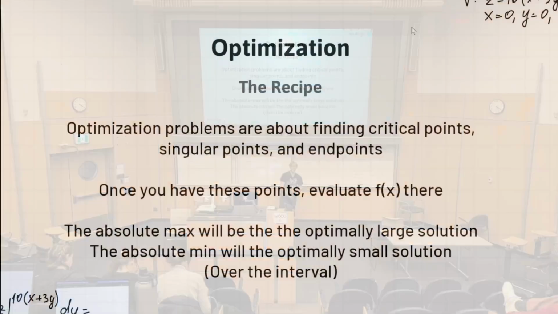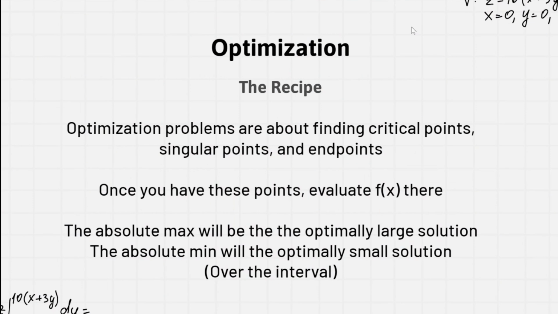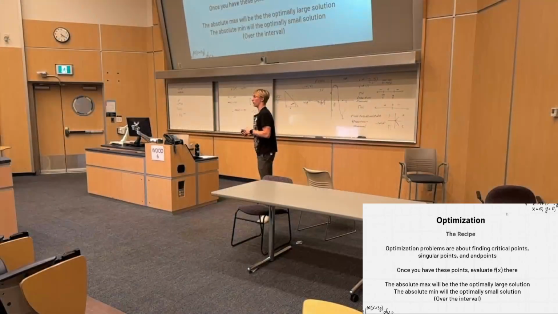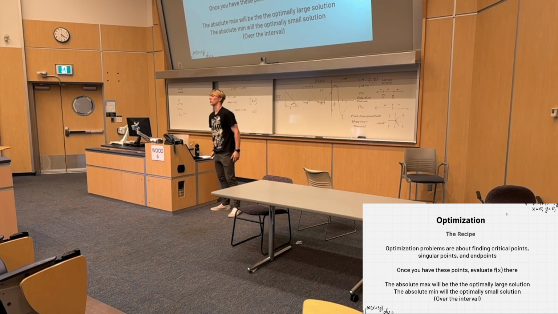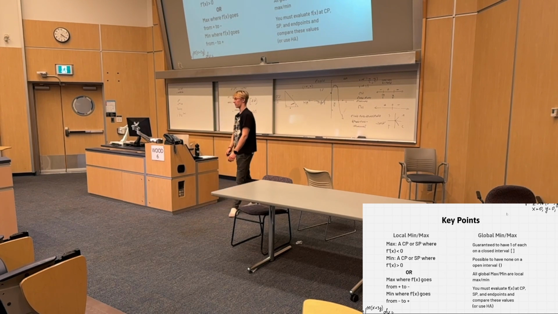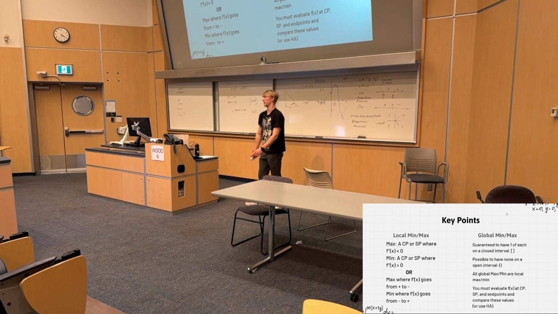Optimization, essentially you want to find critical points, singular points, and endpoints of the interval. Once you have that, you're going to evaluate the function there, and then the absolute max and min will be within that interval if it's closed. And yeah, just a few key points about optimization.